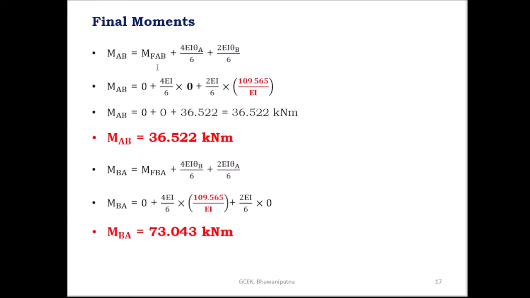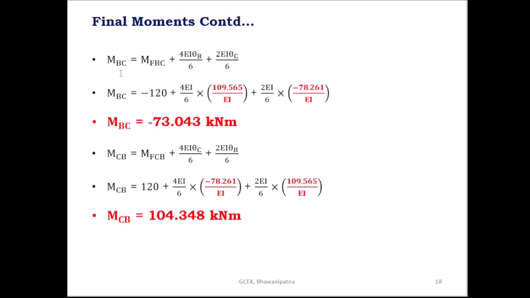The final moment MAB is equal to MFAB plus 4EI theta A by 6 plus 2EI theta B by 6. Then put the values of theta A and theta B here. Theta A is equal to 0 and theta B is equal to 109.565 by EI. Then after simplification, MAB is equal to 36.522 kilonewton meter. Then find out MBA. MBA is equal to MFBA plus 4EI theta B by 6 plus 2EI theta A by 6. Theta B is equal to 109.565 by EI and theta A is equal to 0. Then after simplification, MBA is equal to 73.043 kilonewton meter.